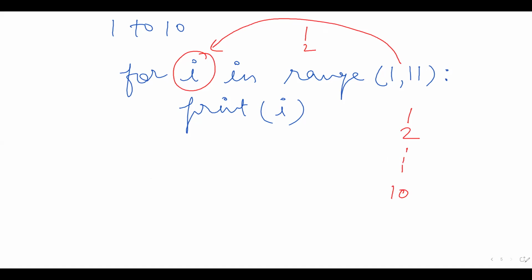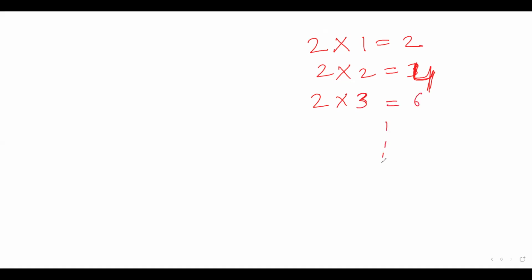Now, for example, if I want to print the table of a number, how do we print a table? Suppose I take the number 2. So 2 into 1 is equal to 2. 2 into 2 is equal to 4. I'm sorry, I have written it wrong. 2 into 3 is equal to 6, and so on, till 2 into 10 is equal to 20.